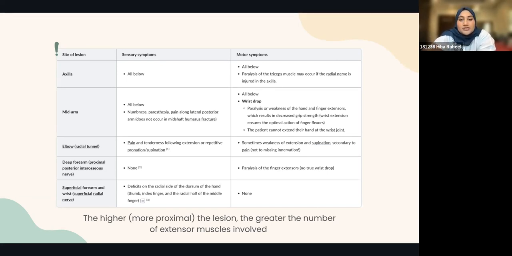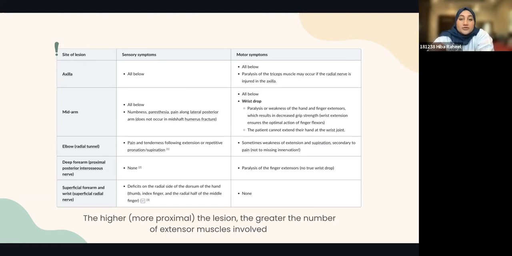Similarly with motor functions, everything below the mid-arm would be paralyzed. The patient would have wrist drop. So they'll have weakness or paralysis of the hand and the extensors of the fingers. The patient will not be able to extend their hand at the wrist joint.